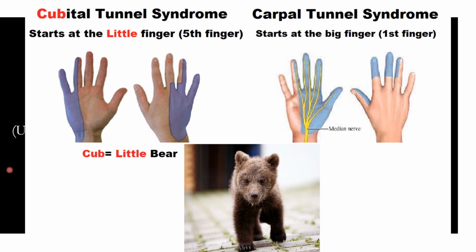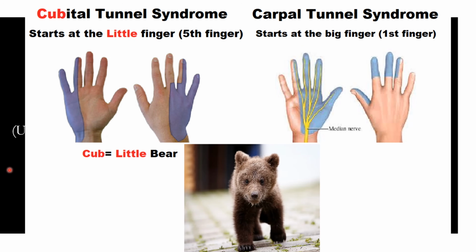So cubital starts with the letters CUB. CUB, as we know, are little bears. They're bear cubs. So this helped me remember that this is the one that starts at the little finger, the pinky. And by method of exclusion, you can remember carpal tunnel started at the other end, the big finger, the thumb. So as soon as you see cubital tunnel syndrome, think CUB, a cub.